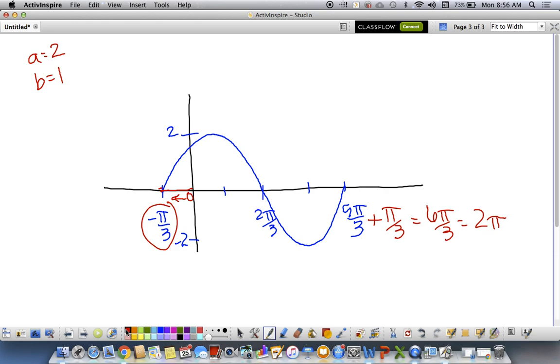Wait, so when you say add it, you mean like add the positive number? I'm going to add the actual distance we went, because we went this distance and then we went this distance. How far did I go total? Oh, that makes sense. Thank you. We're not teaching where it doesn't make sense.